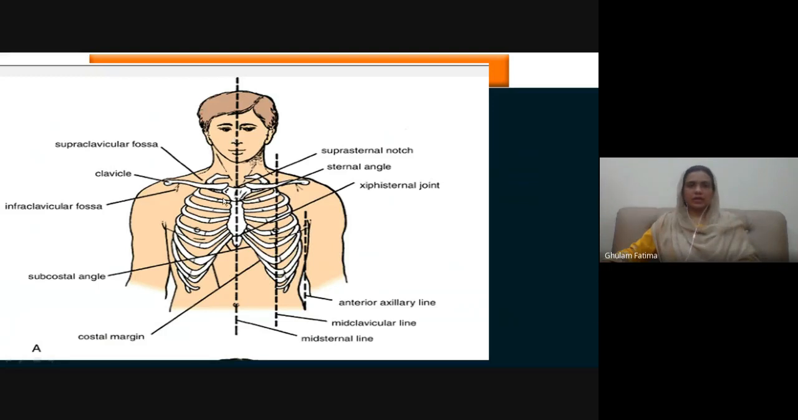This is the central line, and on both sides we have a line which is crossing through the mid of the clavicle, and as it crosses through the mid of the clavicle, we call it the mid-clavicular line. So in the front view, the mid-clavicular line is on the right and left. These are the three main orientation lines in the front view: one is your mid-sternal line, one is your right mid-clavicular line, and one is your left mid-clavicular line.